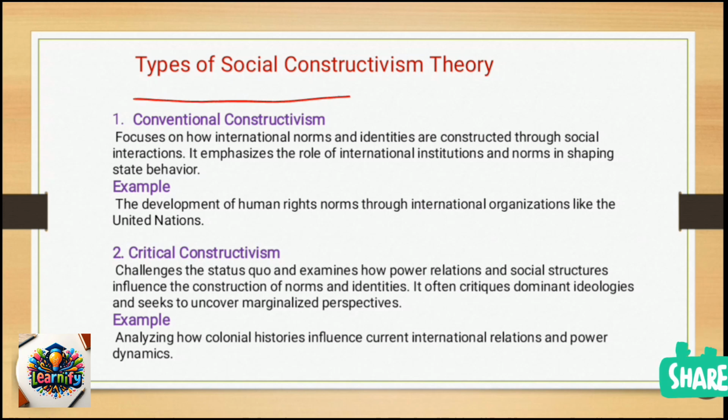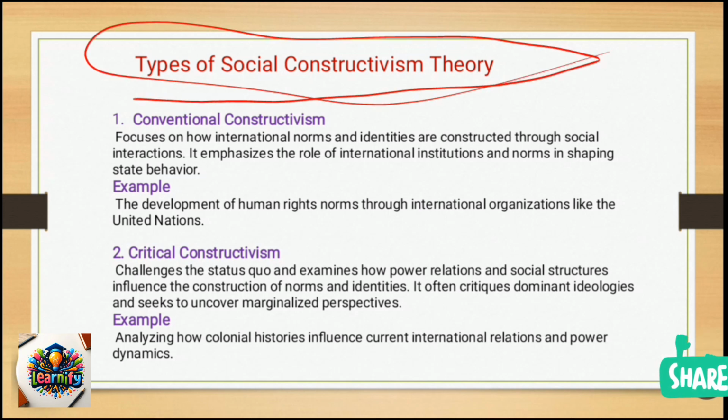Types of social constructivism theory. Conventional constructivism focuses on how international norms and identities are constructed through social interactions. It emphasizes the role of international institutions and norms in shaping state behavior. Example: the development of human rights norms through international organizations like the United Nations.